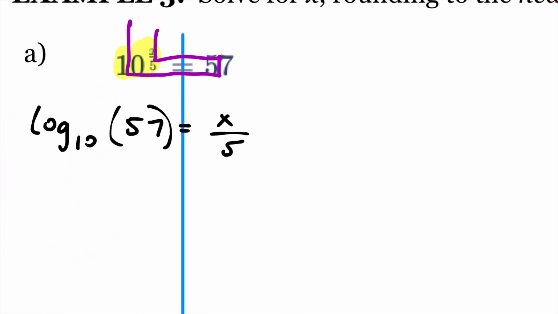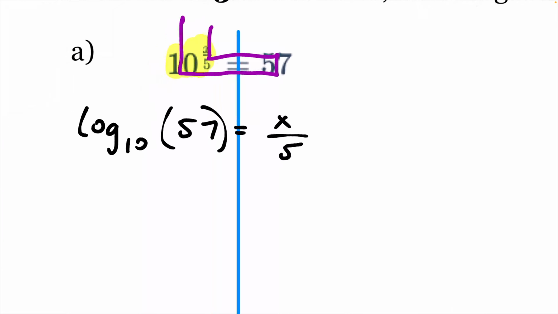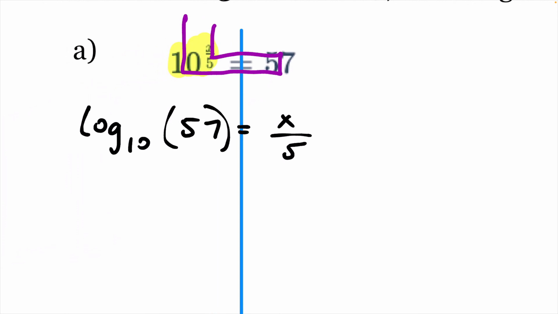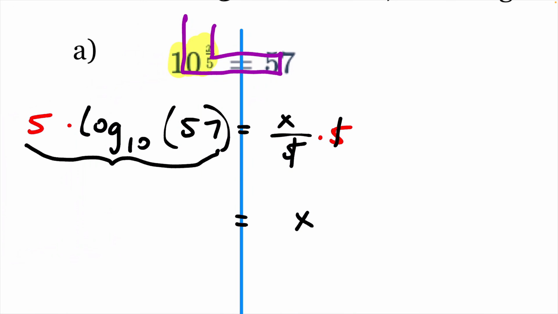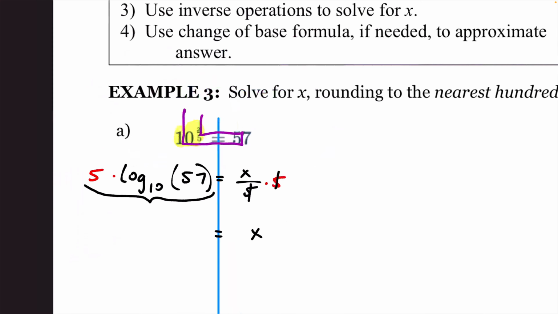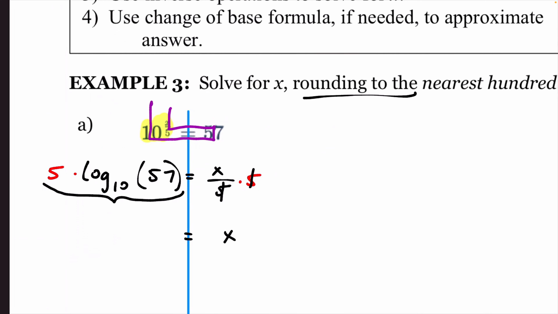Step 3. How do I solve for x? What do I have to do to solve for x? How do I get x by itself? Multiply, right? It's divided right now, right? What's the opposite of division? Multiplication. Divided by 5. Multiply by 5. 5 divided by 5 makes a 1. So I get x equals this. That's the exact answer. They want us to round. They said in the directions, please round to the nearest hundredth.